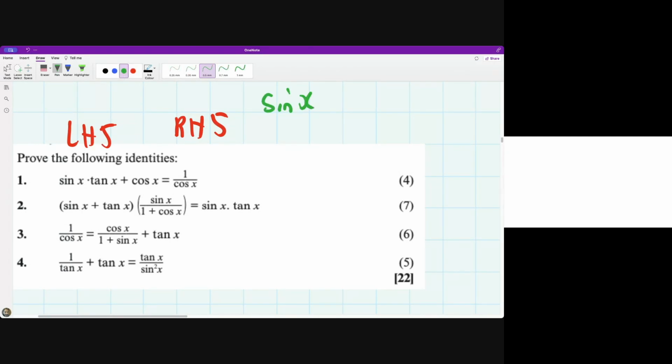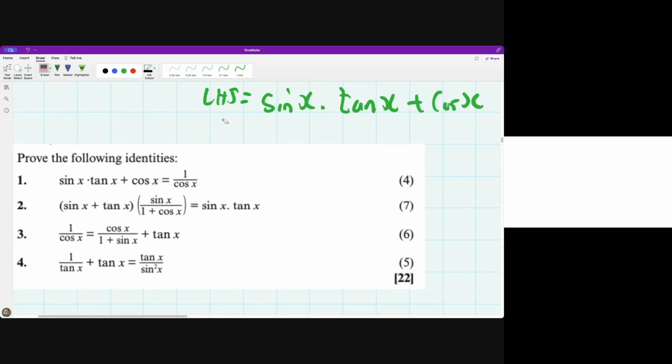So we go left-hand side equals sine x times tan x plus cos x. And now our goal is to make it look like the right-hand side. What should my next step be? Now that I've chosen a side, what tools do you have in your toolkit that you could help me with?